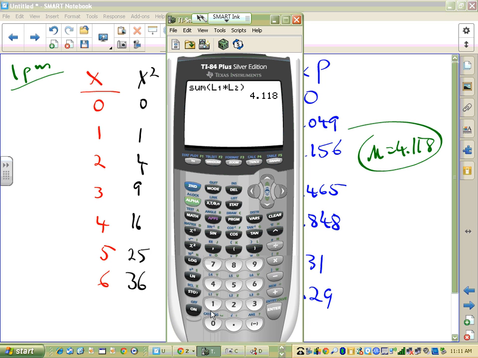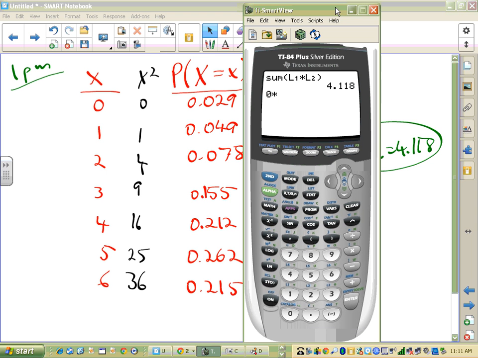It said we got to take 0 times 0.029, plus 1 times 0.049. Plus, we got to go all the way through. Plus 4 times 0.078. Plus 9 times 0.155. Plus 16 times 0.212. We're going to use a calculator to make this so much easier.